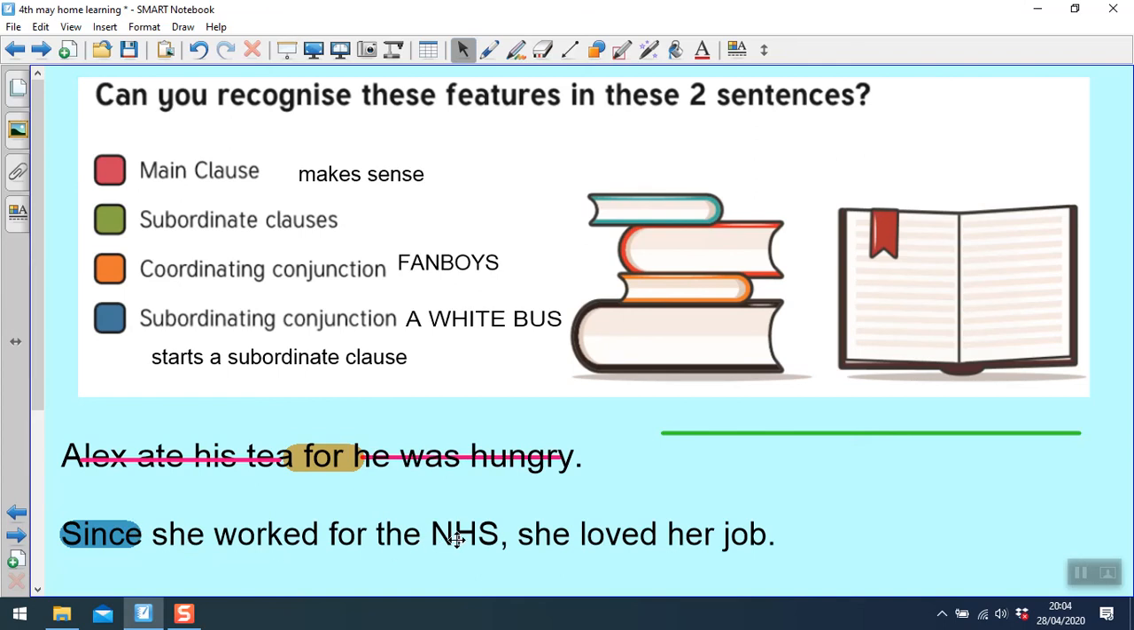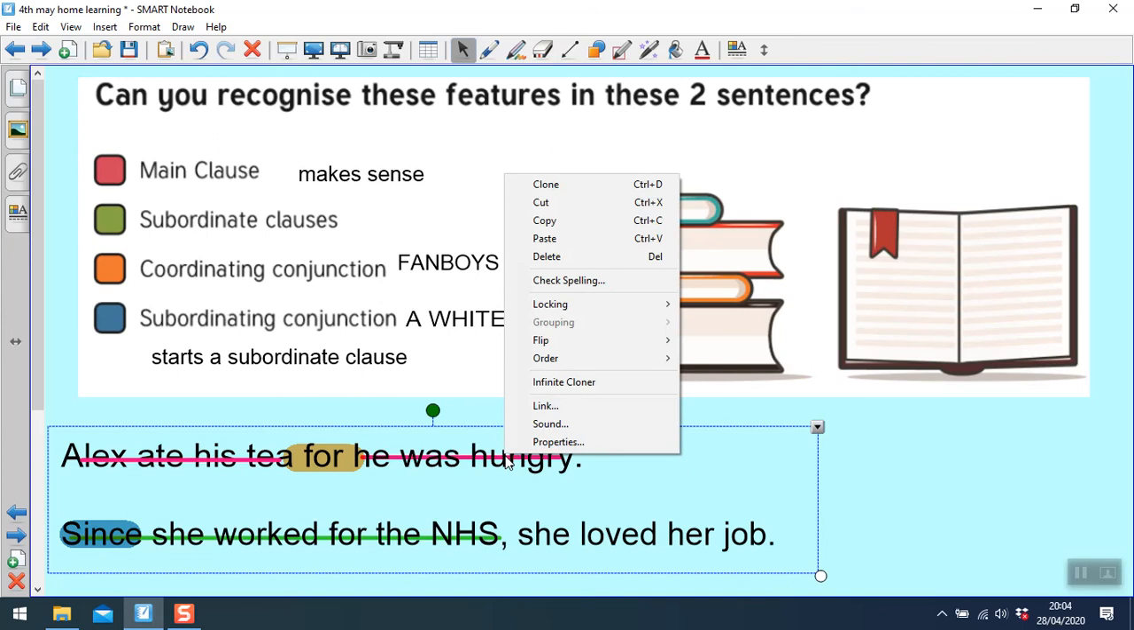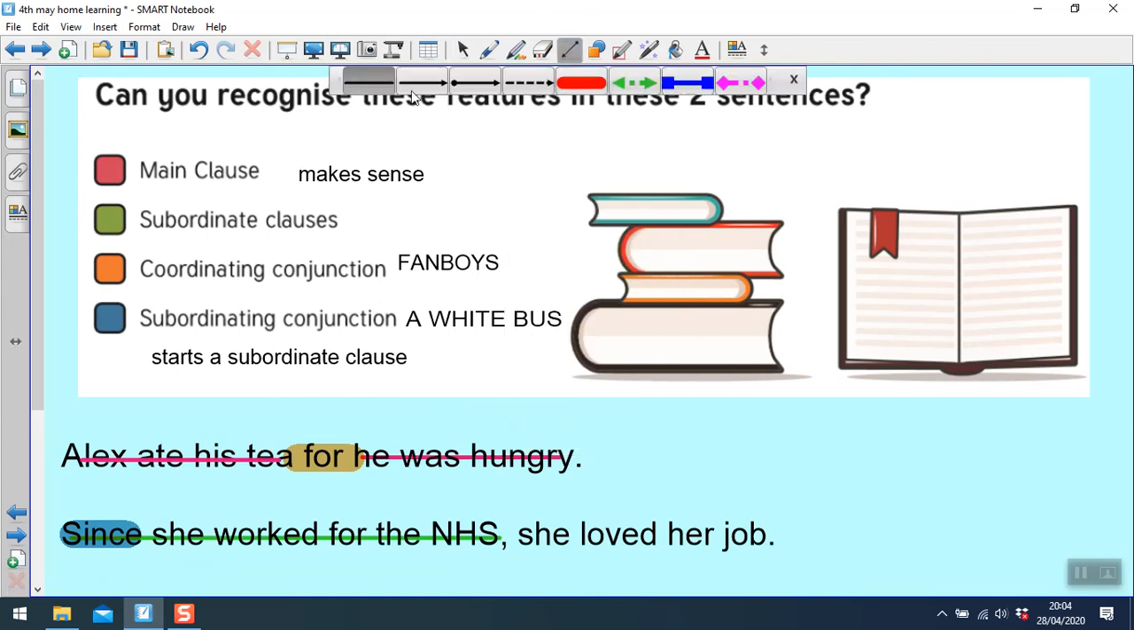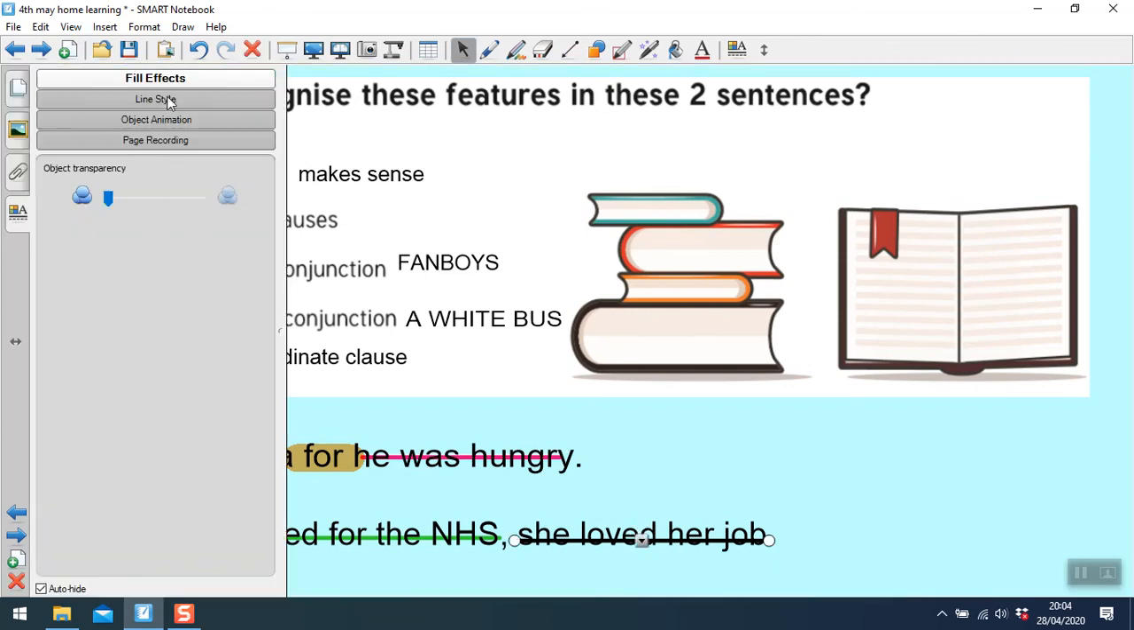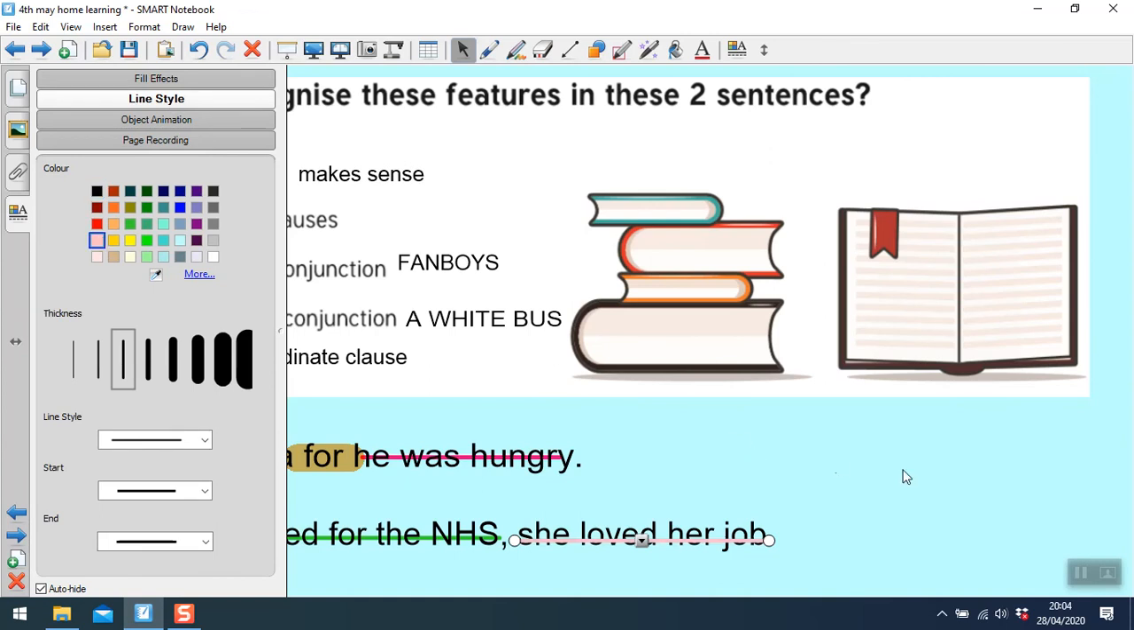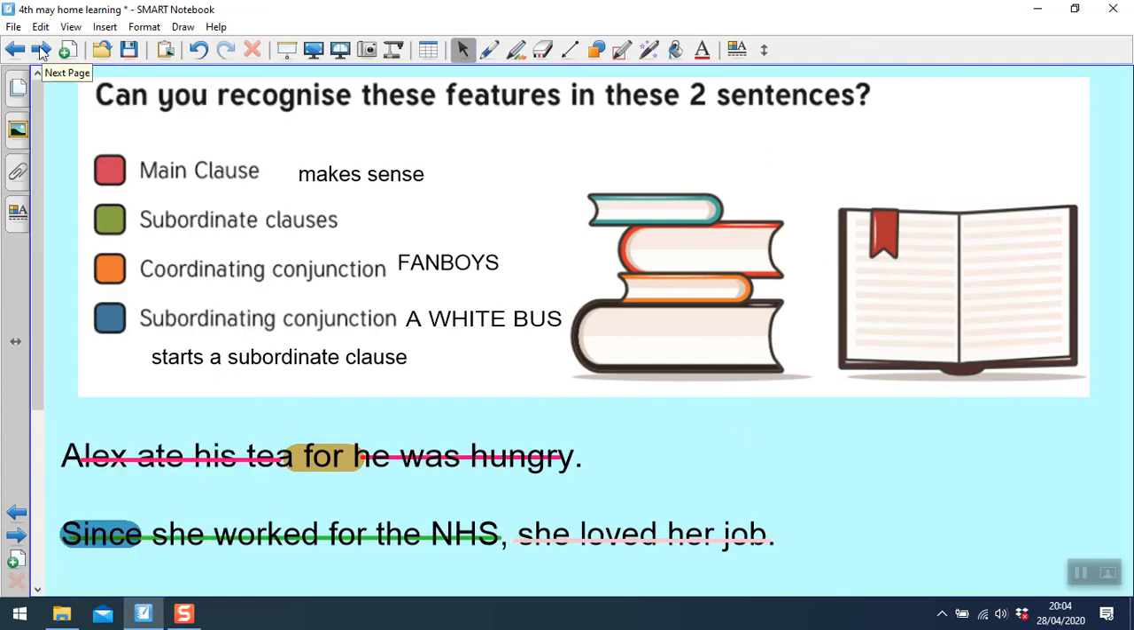Since she worked for the NHS, she loved her job. A subordinating conjunction starts a subordinate clause. It doesn't make sense by itself. So since she worked for the NHS is a subordinate clause. And that includes the word since. She loved her job. That makes sense by itself. That is the main clause in the sentence. This one is pink. Well done if you got that right.